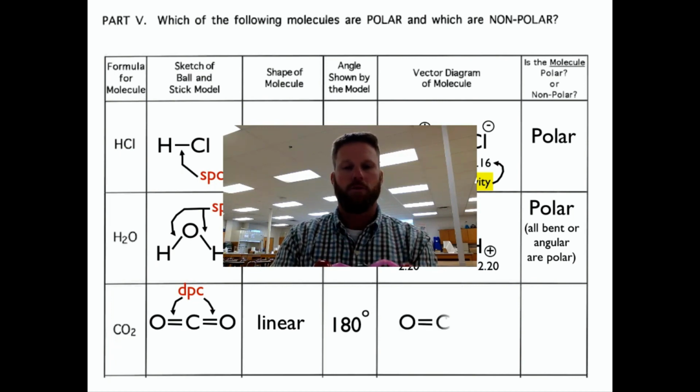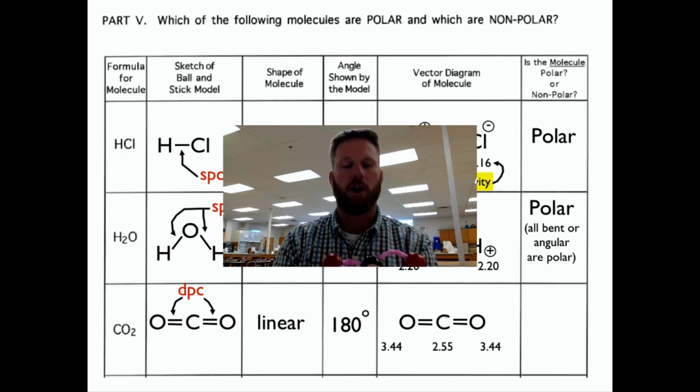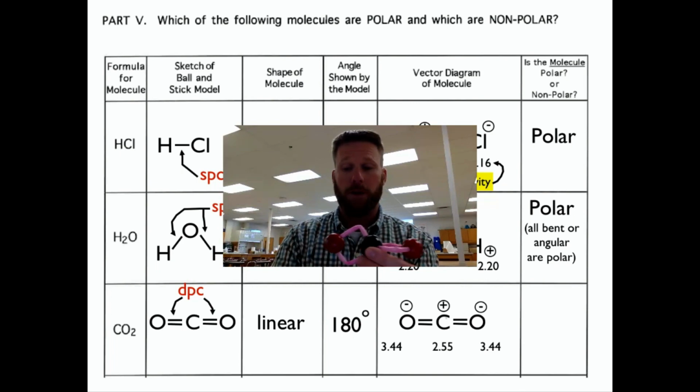Now when we draw this one actually ends up being nonpolar even though the bonds are polar, because the oxygen is more electronegative than the carbon. That means the electrons in these bonds are being pulled towards the oxygens, and since both oxygens have the same electronegativity, the pull on those electrons is equal but ends up being in opposite directions.